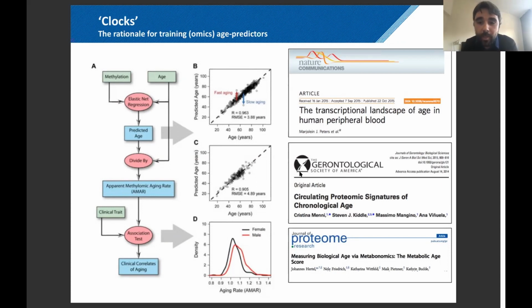This clock concept is very popular, and I just listed a few papers on different omics resources that do that. Also from the Rotterdam study, you can do it on transcriptomics. You can also do it on proteomics. And you can do it on metabolomics, a different metabolomics than the one we use today. So all types of different omics resources can be used to make these clock predictors.